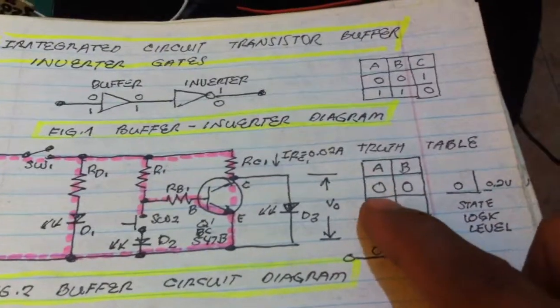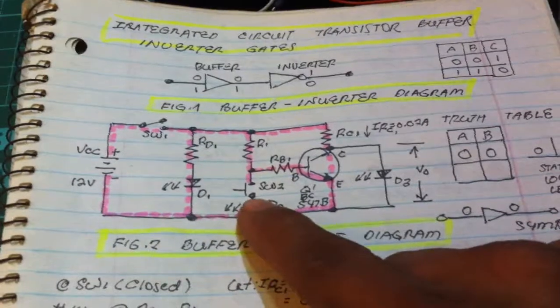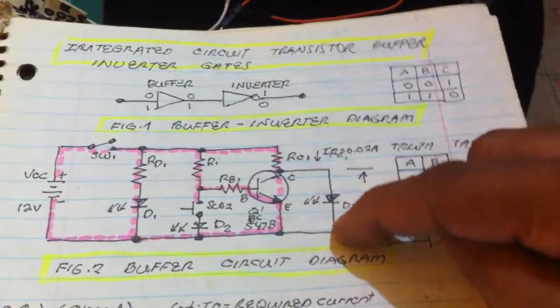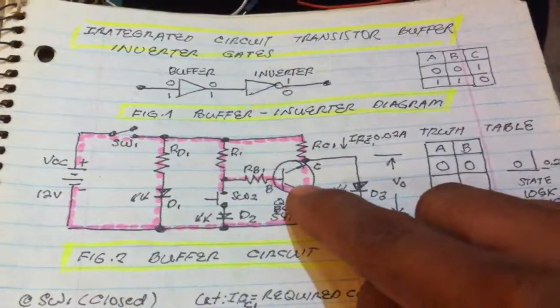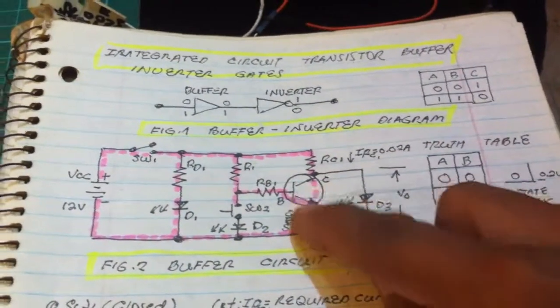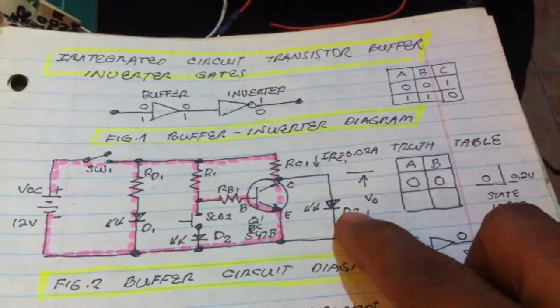So if we have no input, means the switch is open, we have no output. Current will not flow into the LED because the transistor is in saturation and the current flows into the transistor, making this LED turn off.